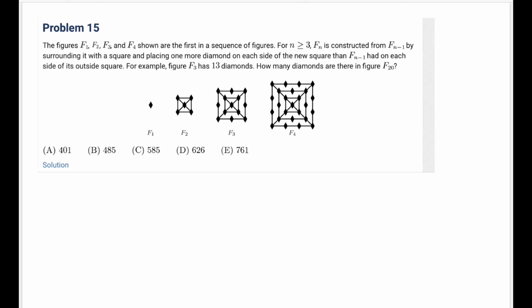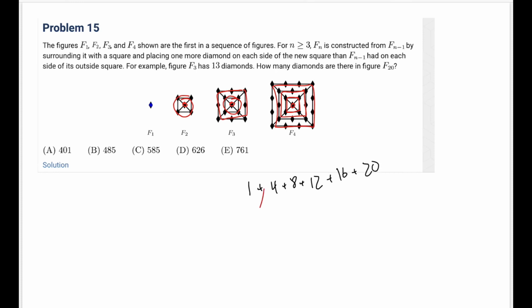Okay, so let's separate it by rings, right? F1 has only one ring. F2 has this and this. F3 has 1 plus 4 plus 8. F4 has 1 plus 4 plus 8 plus 12. Okay, so the sequence will go 1 plus 4 plus 8 plus 12 plus, and then it will go on adding 4: 16, 20, and so on.